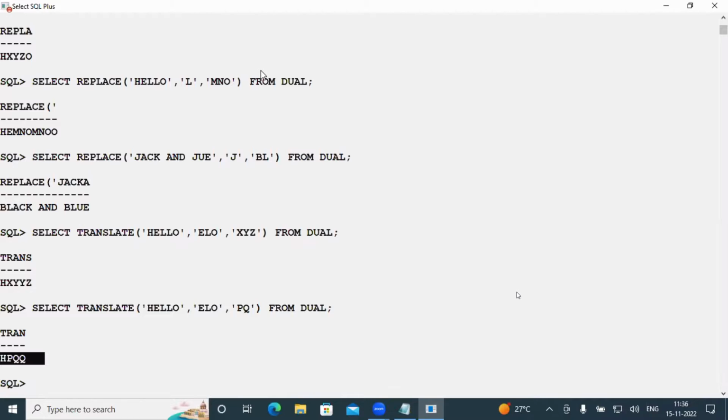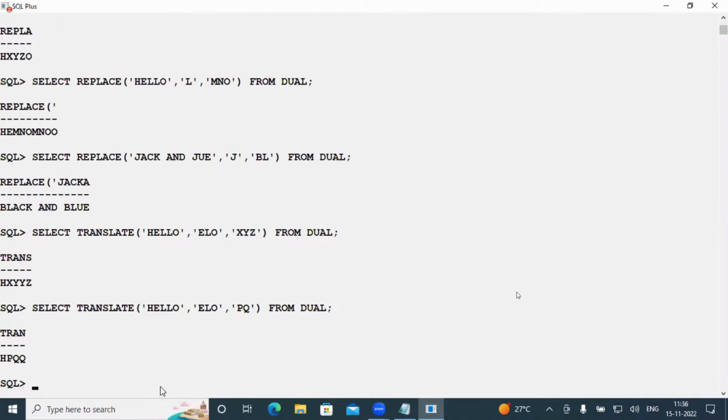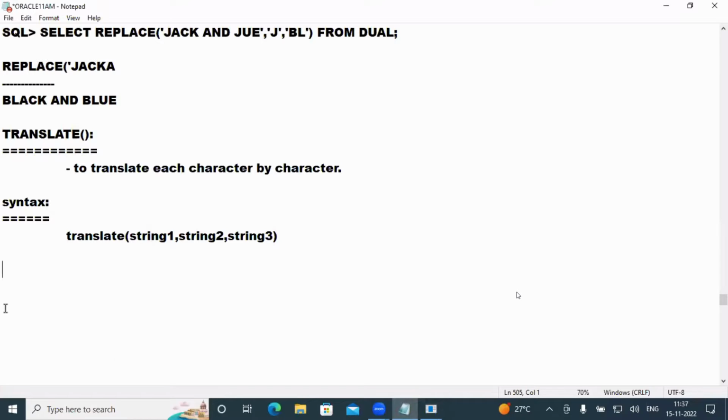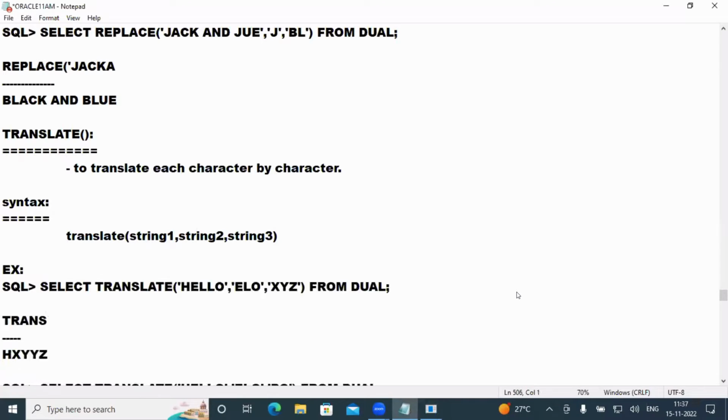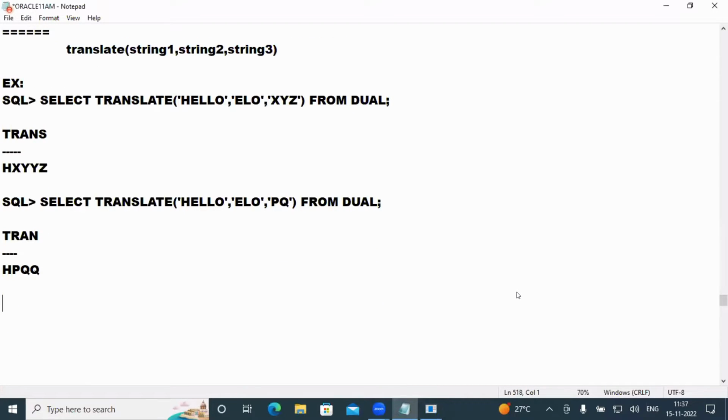So this is what we call translate. Translate means each and every character, character by character, it will change. Replace means string by string, it will change. Right. And the next important thing is what we call substring.